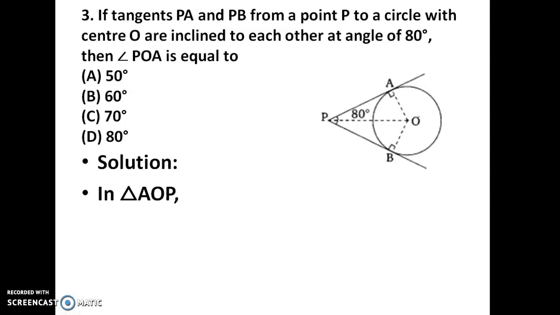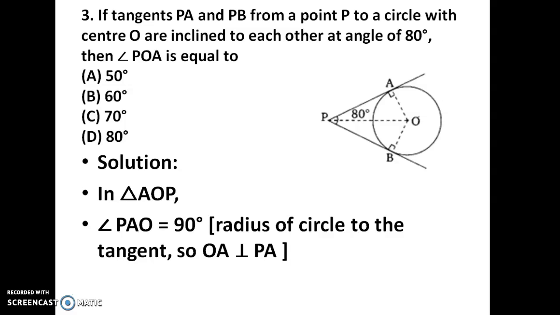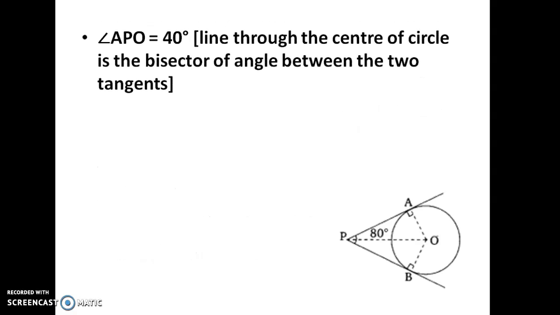So let's solve. In triangle AOP, this angle PAO is 90 degree because radius and tangent are perpendicular. Then angle APO equal to 40 degree because the line through the center of the circle will bisect the angle between the two tangents. Okay, so we can say APO is 40 degree because half of 80 degree is 40 degree.